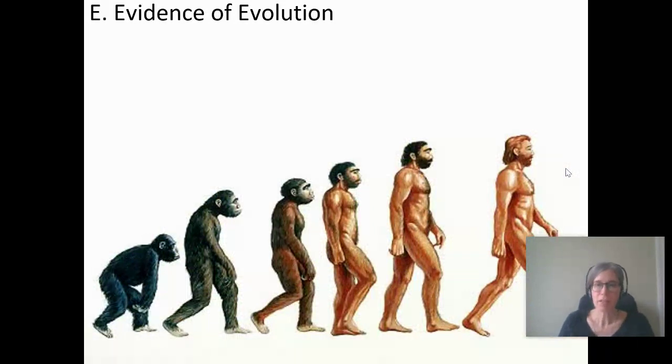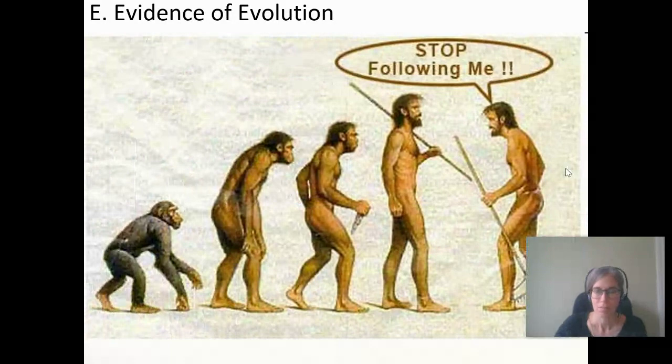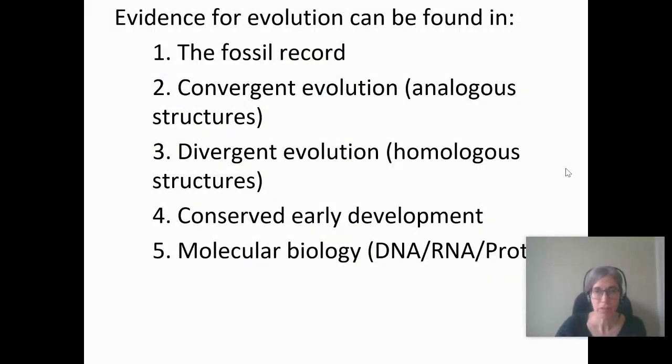Welcome to AP Biology. Today I want to talk to you about evidence of evolution. There are 5 lines of evidence for evolution. The first is the fossil record. So we'll talk about each of these in turn. I'm just going to read them through now.